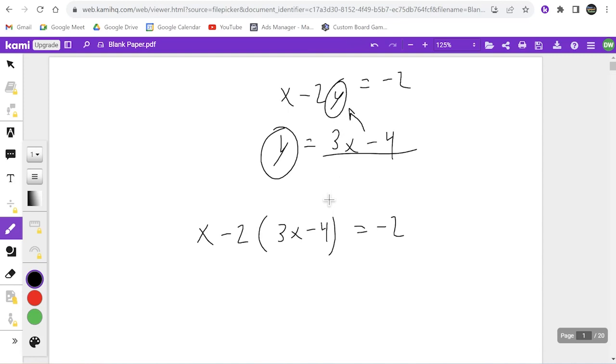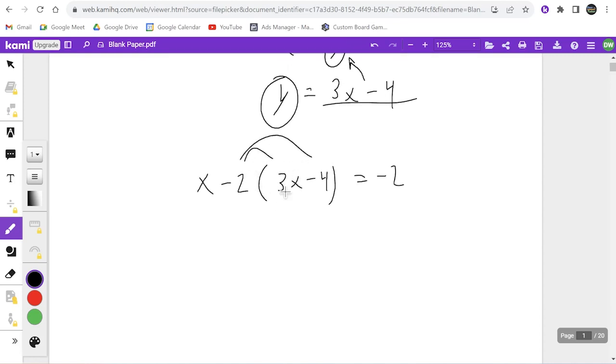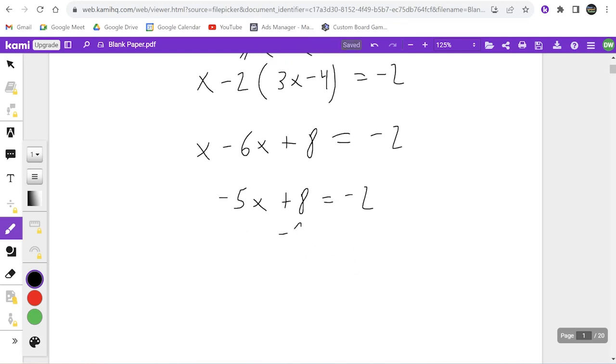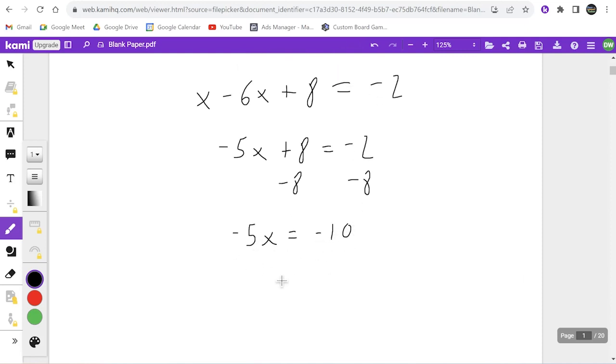And now if we want to keep going, we've got to distribute that negative 2 to both terms. So it's going to be x minus 6x plus 8 because of the double negative equals negative 2. And so x minus 6x, that's negative 5x, plus 8 equals negative 2. Subtract 8 from both sides. Negative 5x equals negative 10. Divide both sides by negative 5. x equals positive 2. So there's my x value, x equals 2.